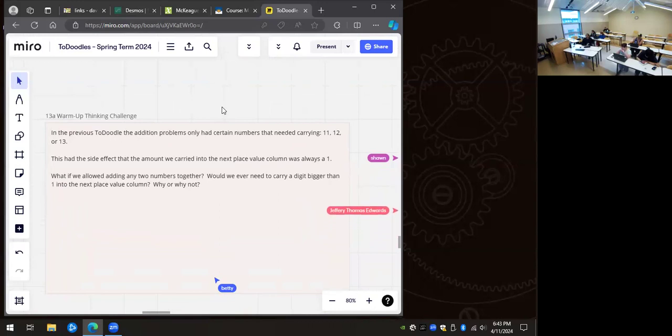So here is your warm-up thinking challenge for this one. Do you ever have to carry something other than a 1? In all the examples we did, the little number we put up top was a 1. Did you hear 2, 5? Can you make an example? What numbers would I use so that when I did the addition, I'd have to carry a 2 or a 5? Think of them, but which ones? I'll write it down and we'll test it.